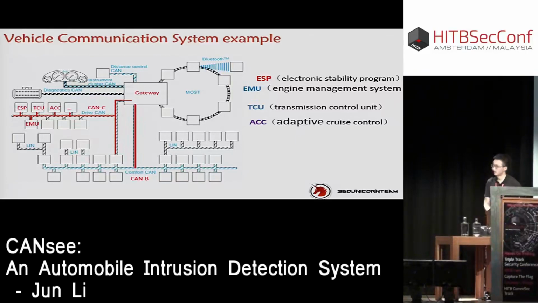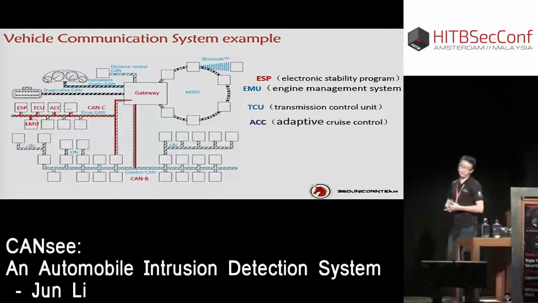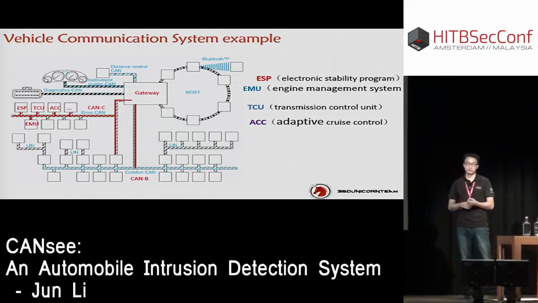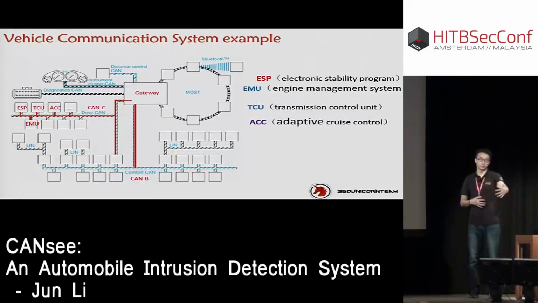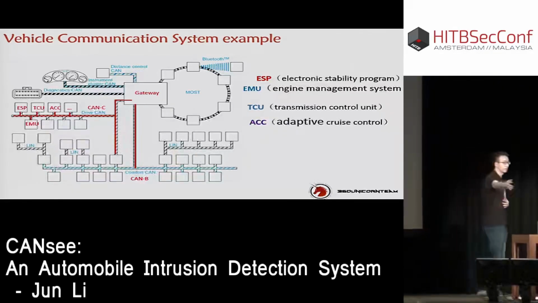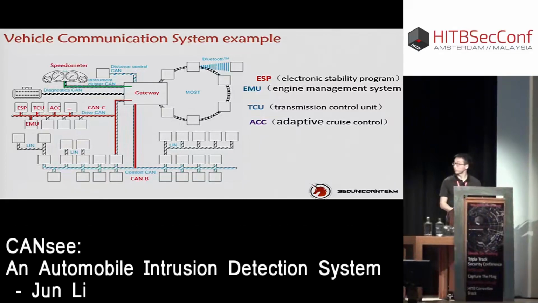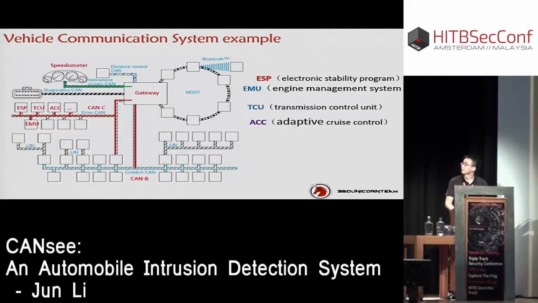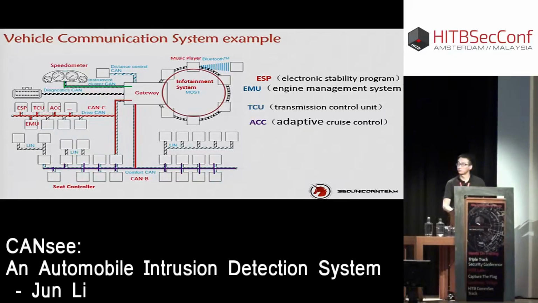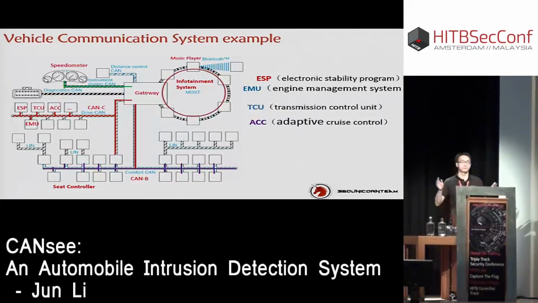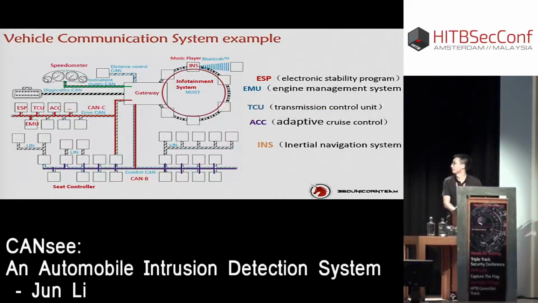And then the adaptive cruise control system receives the speed, and then this system calculates from the speed how long a distance it should keep from the car in front of it. So this is how CAN bus works. And then through the gateway, the speedometer can receive the speed and display it. And the seat controller and the infotainment system also receive the speed, as the infotainment system turns the volume up when the speed is high, because the noise will be high too. And the inertial navigation system also needs the current speed to calculate the position.